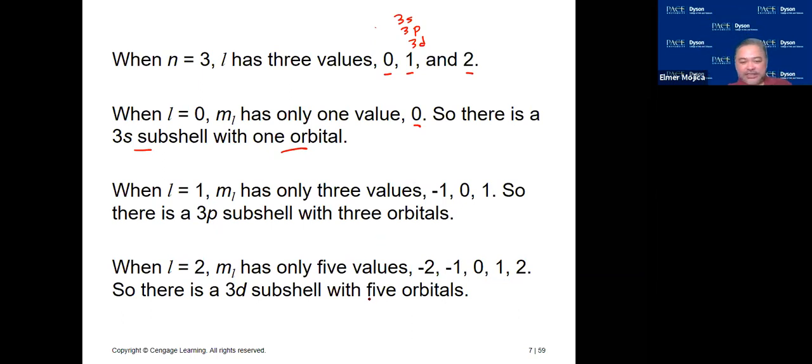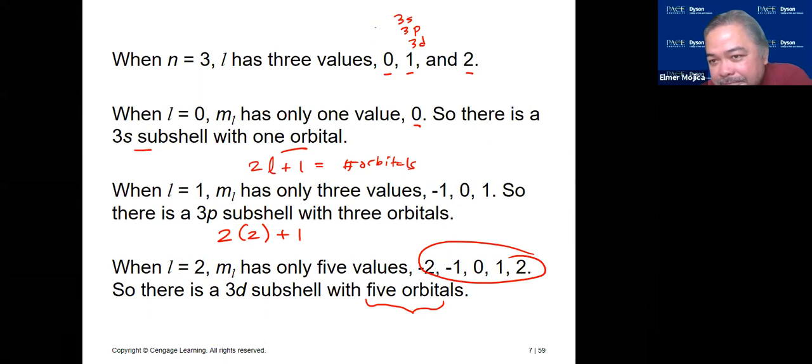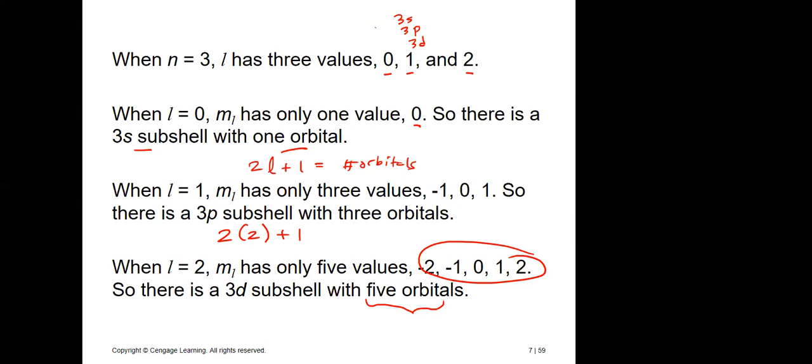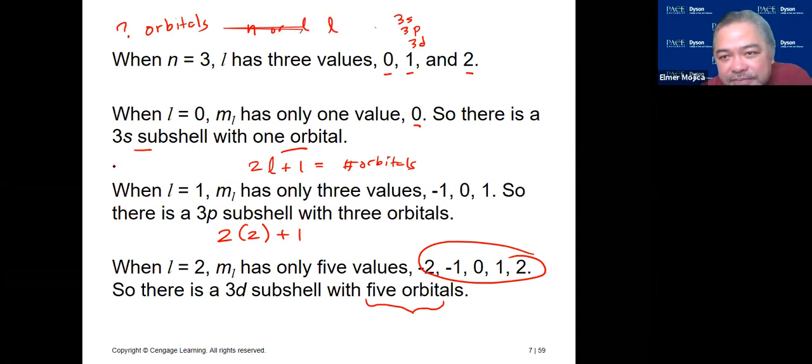But how are we going to predict that it is 5? Aside from counting 1, 2, 3, 4, 5, you use this thing, the 2L plus 1. That will give you the number of orbitals. Are we clear on that? Yes. Because the one that you'll be asked is, what's the number of your orbitals given either the n or the L? So you were asked how many orbitals when n is equal to 3.